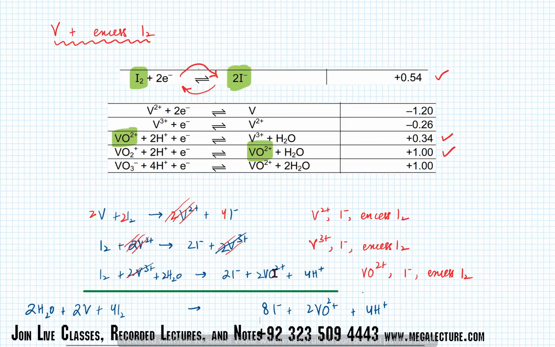अच्छा, on the right side it's 2 VO2 plus. That's fine. There's 4H plus 1. That's fine. There's 2 water on this side. That's over here as well. हाँ ठीक है. अब all the intermediates are gone. ठीक है. Is this clear?